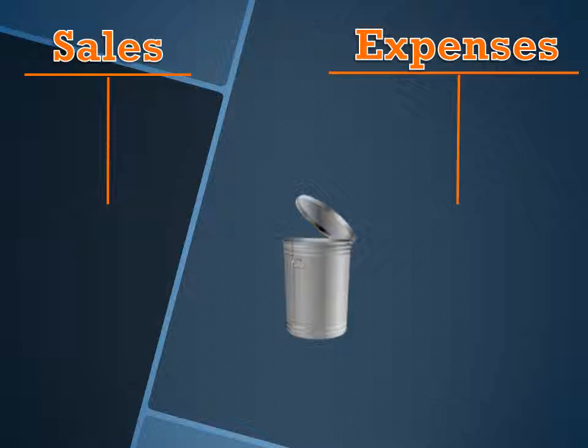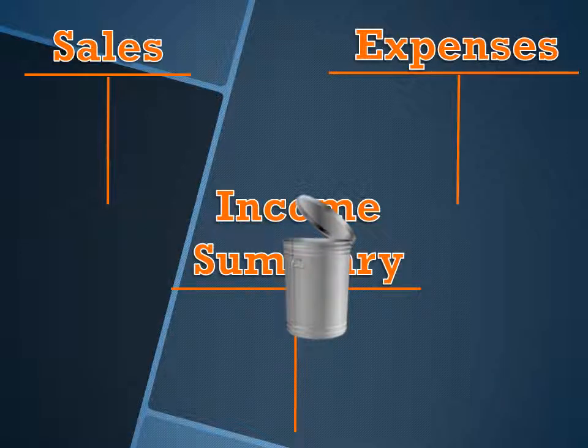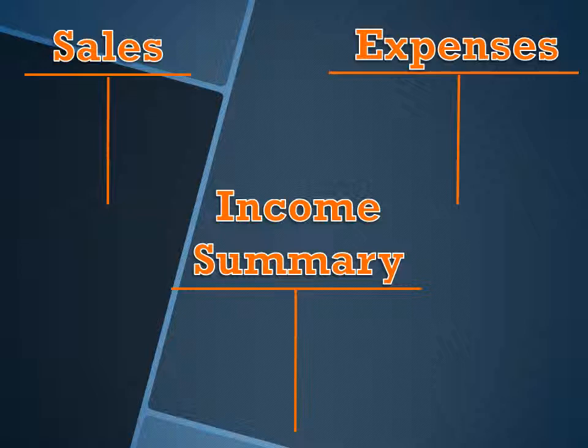And there's our trash can. We're going to dump everything in. And our trash can has a special name. We create a special account. You can call this an extremely temporary account because it doesn't carry a balance at all through the month. We're only going to dump things into it and then dump things out of it very quickly. And it is called income summary. And that is our trash can.